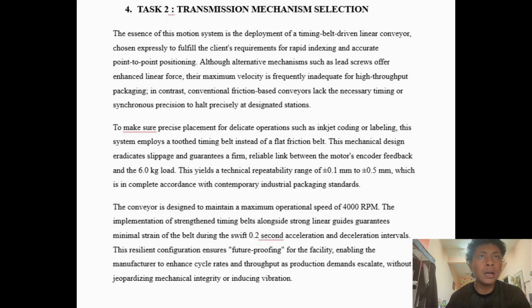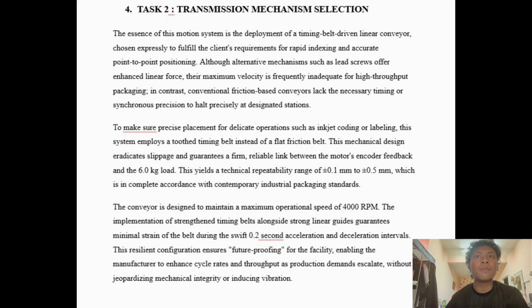Although alternative mechanisms such as a screw offer enhanced linear force, their maximum velocity is frequently inadequate for higher throughput packaging. In contrast, friction-based conveyors lack the necessary timing or synchronous precision to halt precisely at the designated stations. So, to make sure of precise placement for delicate operations, such as coding or labeling, we must use a better design.